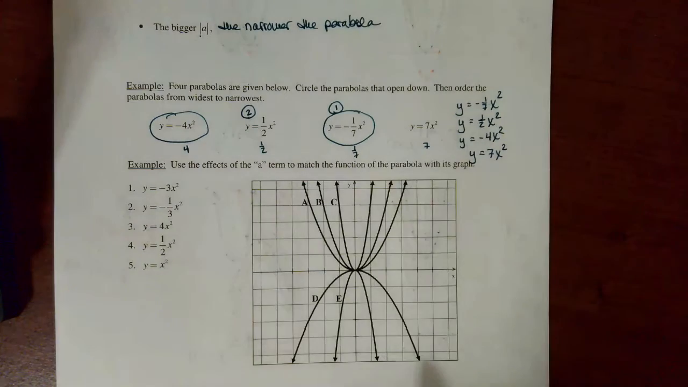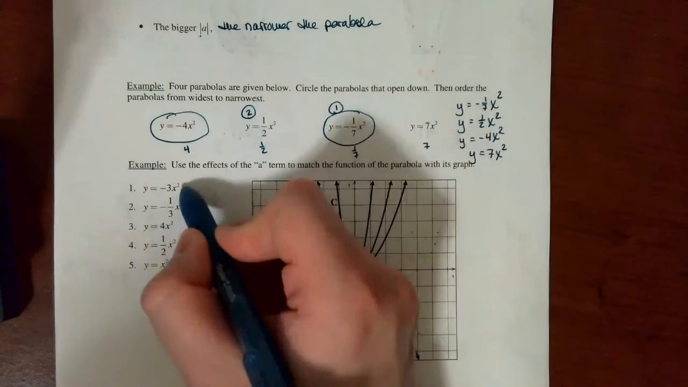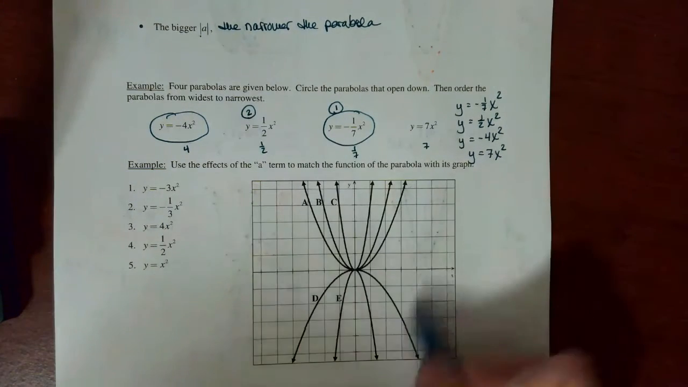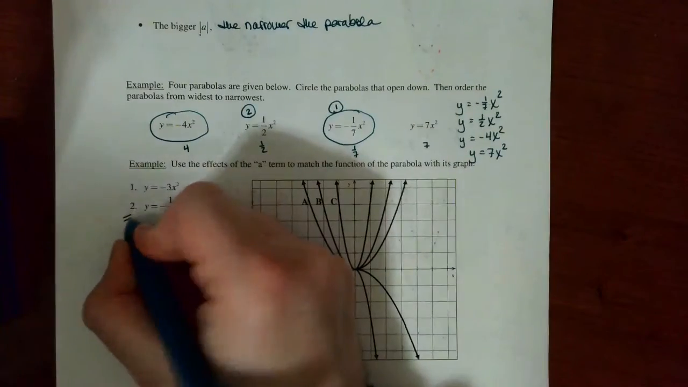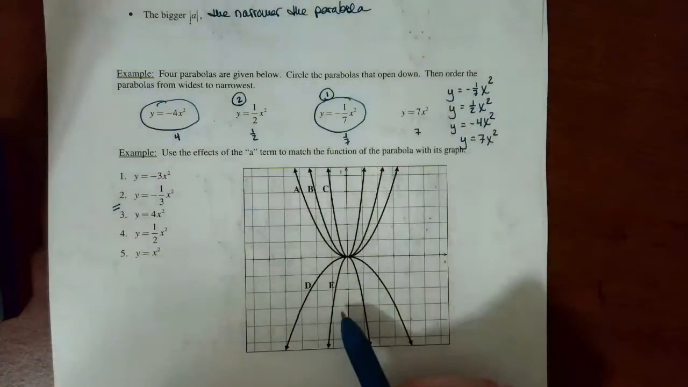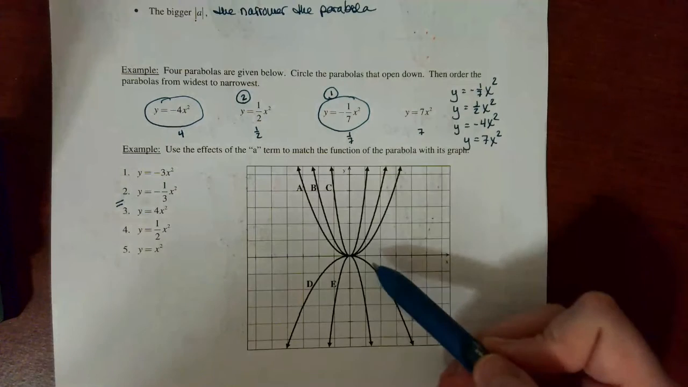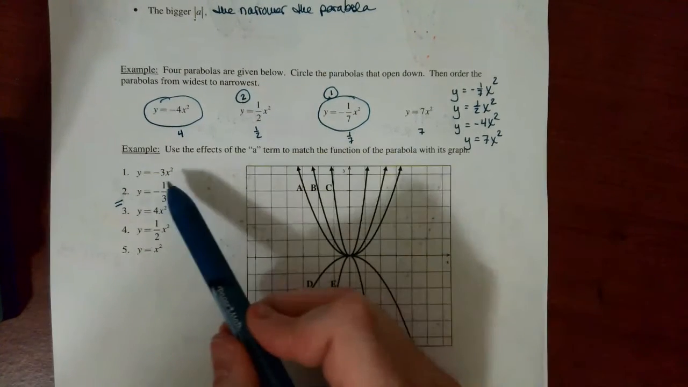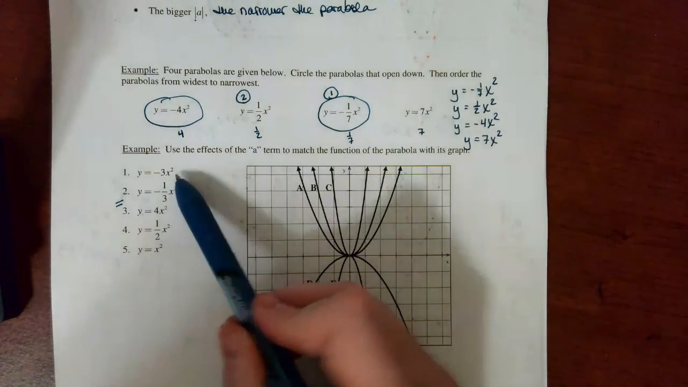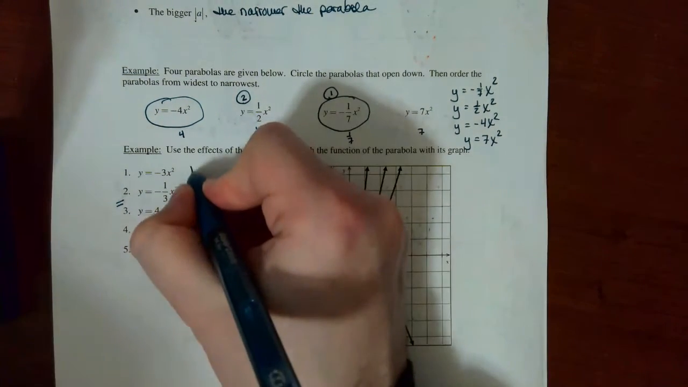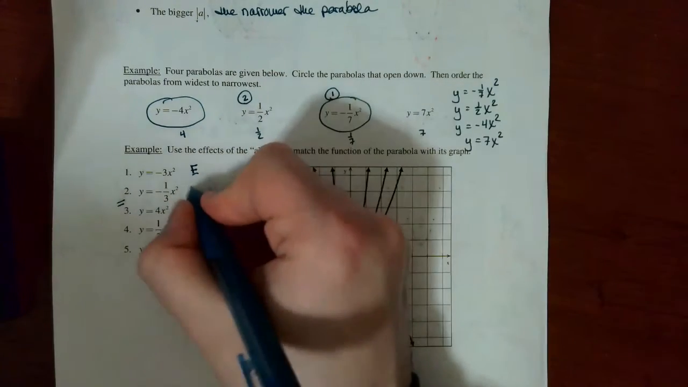You're going to use those ideas of wide, narrow, up, down, and all that stuff to match these 3 formulas with these 5 graphs. I'd like to see what you can do with those. Okay, well, I know that 1 and 2 have got to be D and E because those are the 2 that are negative. Those are the 2 that are opening down. Ignoring the sign, I've got 3, I've got a half. The bigger the number, the narrower the parabola. So 1 has got to be E. And 2 has got to be D.